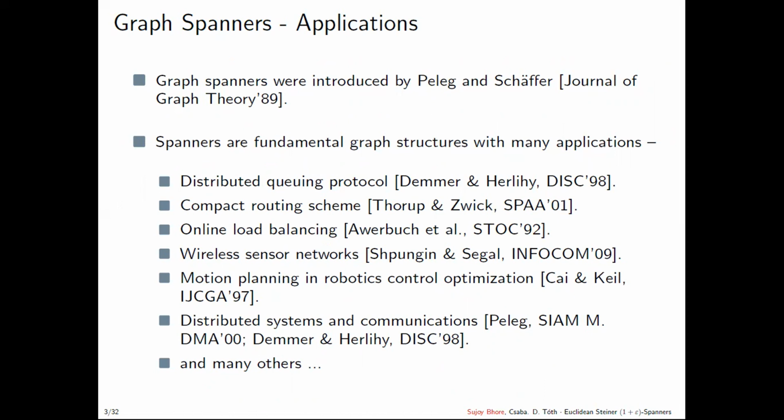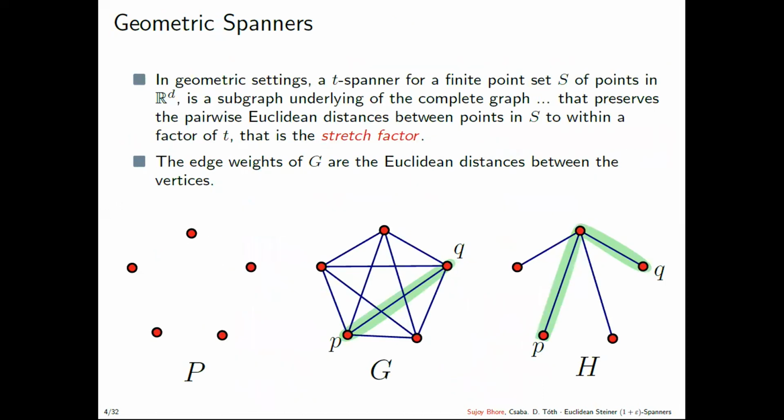Spanners are fundamental graph structures that have many applications across domains. Some of them are distributed queuing protocols, compact routing schemes, online load balancing, wireless sensor networks, and many others. In the geometric setting, a t-spanner for a finite point set S in R^d is a subgraph of the complete graph that preserves the pairwise Euclidean distances between points in S to within a factor of t. That is again the dilation factor or the stretch factor. The edge weights of the complete graph are the Euclidean distances between the vertices.